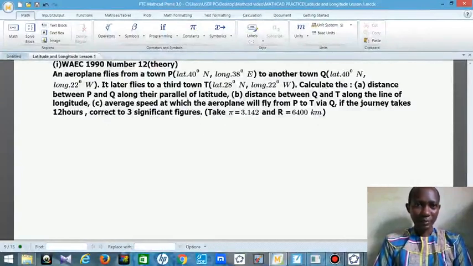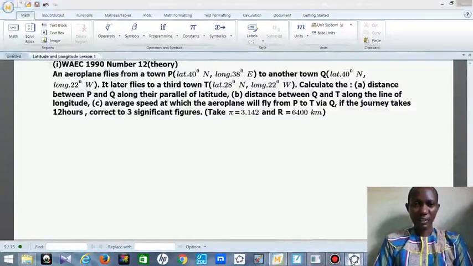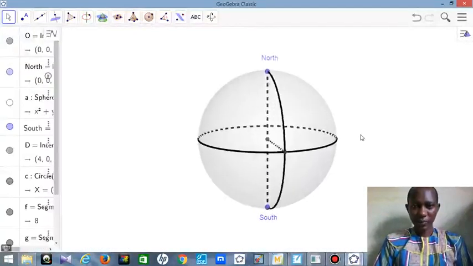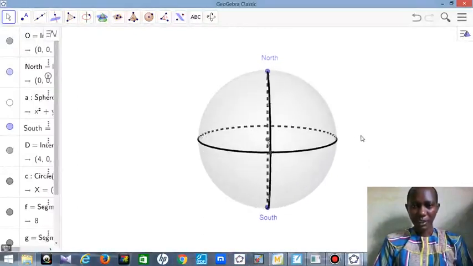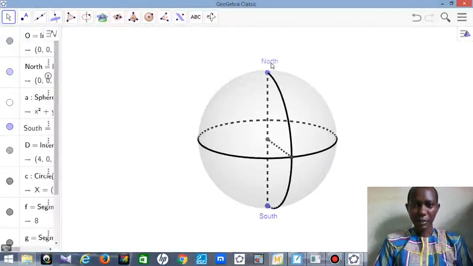Alright, let's start. But let me still show you the solid shape of this question so that you can view it very well before we go to our paper solution. So the first point P is 40 degrees north, 38 degrees east. So this is the solid shape, you can see it clearly. This is the north pole, and this is the south pole. And this is the polar axis in the middle from north to south pole.